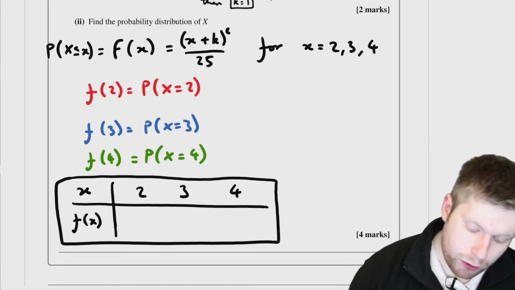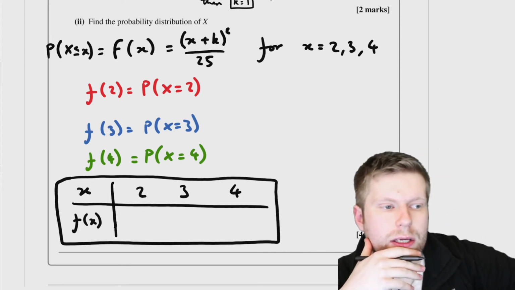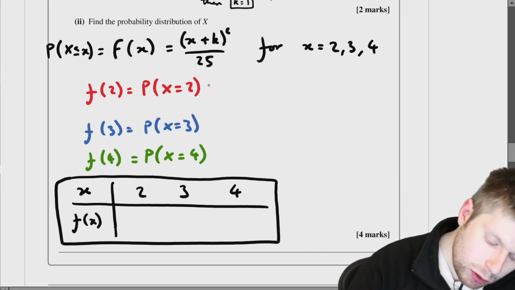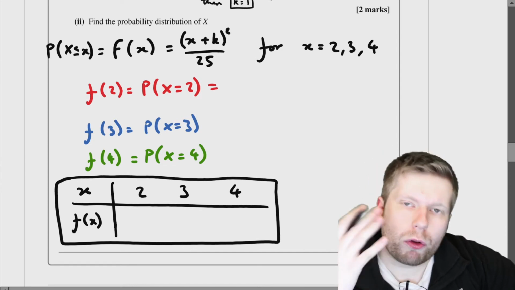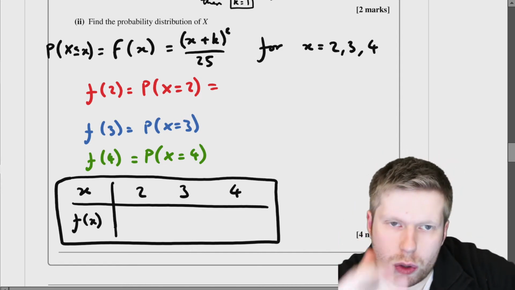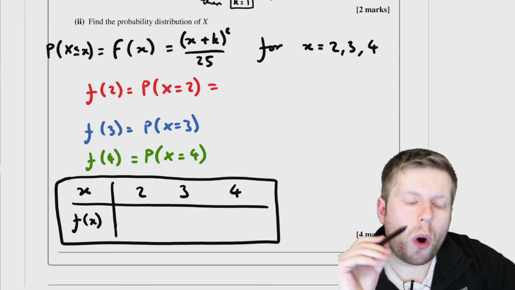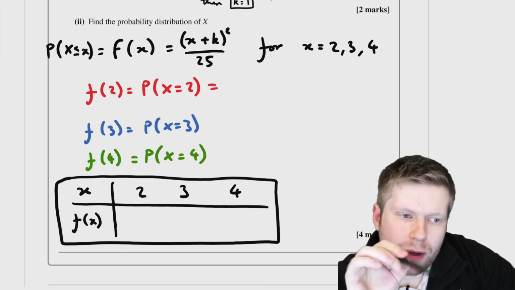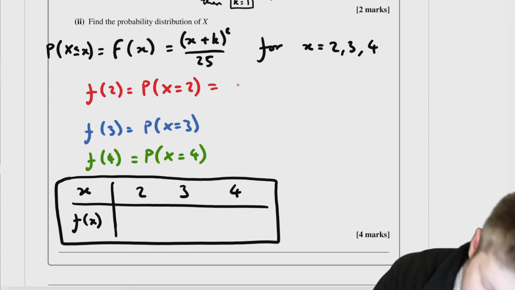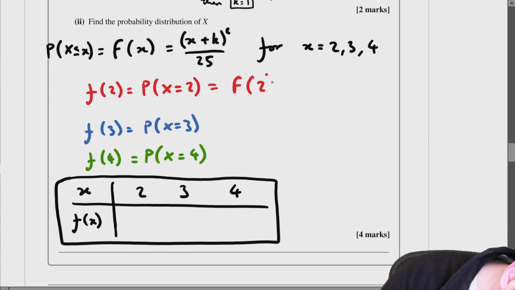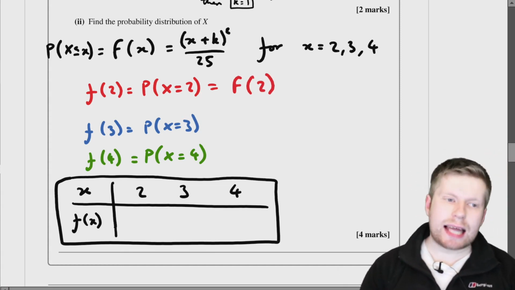So let's go to the red one first of all. Let's work out the probability that x is equal to 2. In order to work out that, I need to think about what the cumulative distribution function is doing. The cumulative distribution function is simply adding together all of the values up until whatever value I stick in. So if I stick in f of 2, that's going to be the probability that x is less than or equal to 2.